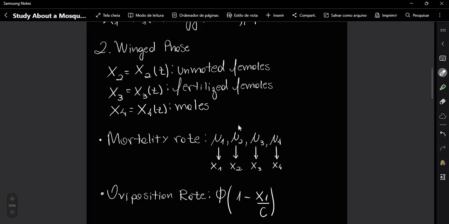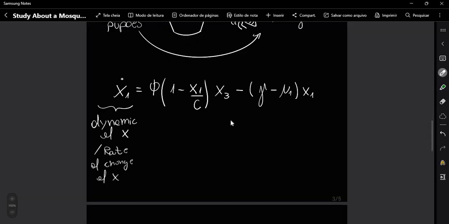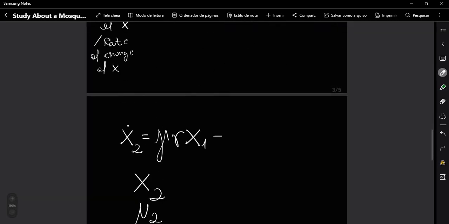And right here, we need to notice this. We got mated females, so it can be immature females that did not mate, and we got fertilized females, so it is mature females that are fertilized. So we subtract this beta because it doesn't matter if they are mating because they are immature.